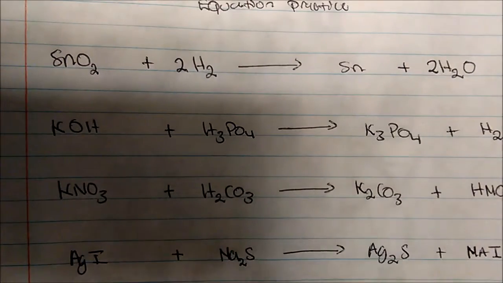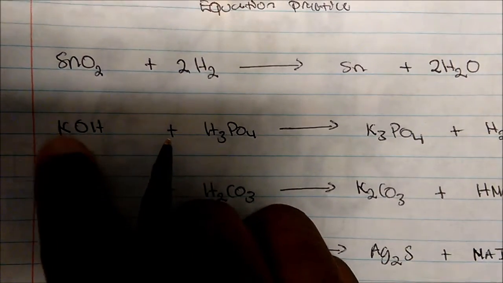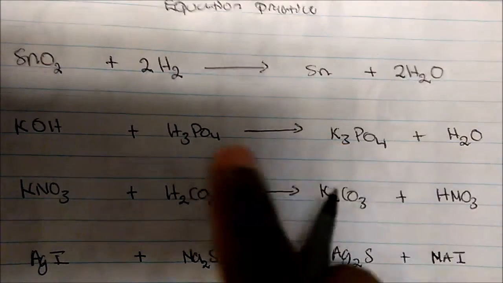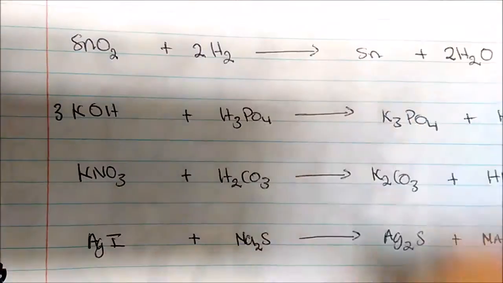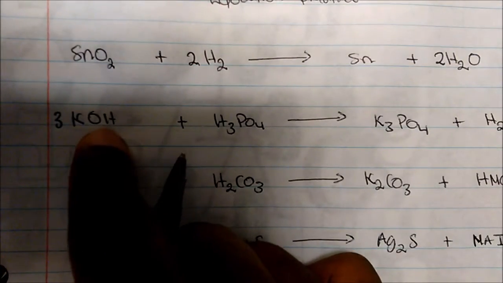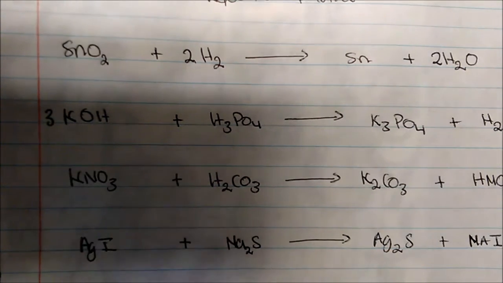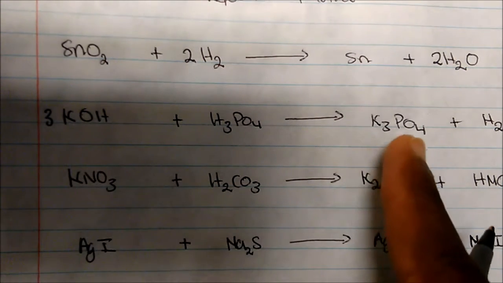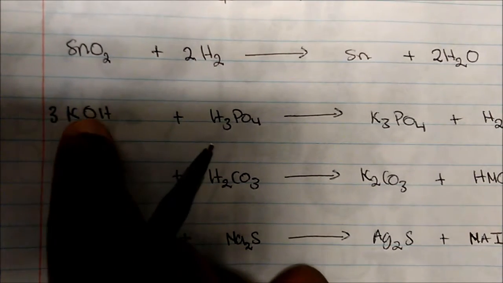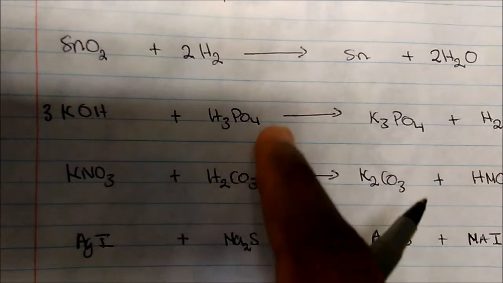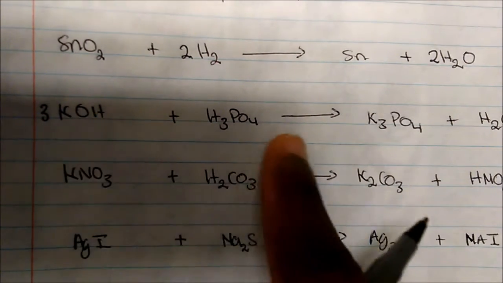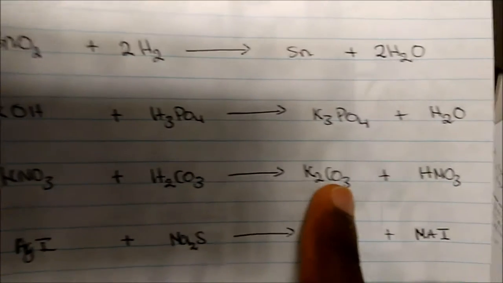Now, what about the next one? Well, starting from potassium, I have 1 mole of potassium here. I have 3 moles of potassium here. And so if I put a 3 here, well, now that gives me 3 moles of potassium, but it also gives me 3 moles of oxygen, 3 moles of hydrogen, okay? So now that our potassiums are balanced, let's look at the next element. So oxygen, now we have 3 moles of oxygen, but look, we also have 4 here, okay? So 3 plus 4 is 7 moles of oxygen.